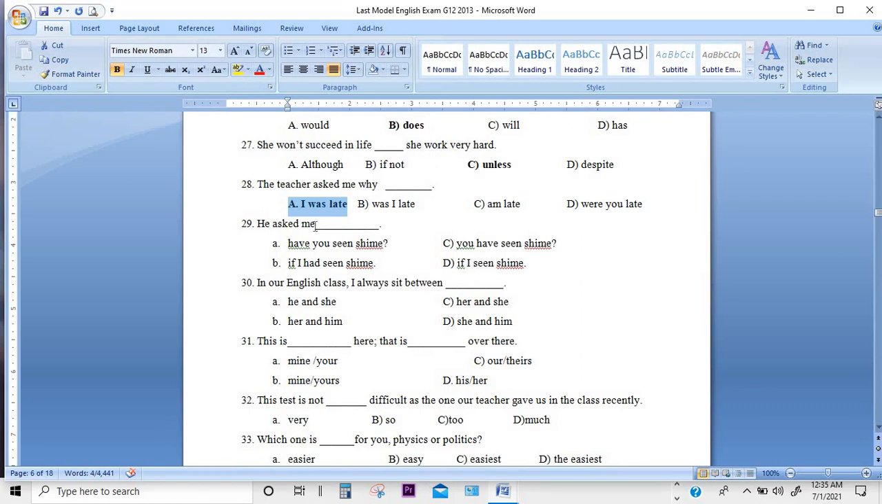Good. Question number 29 is also a question from reported speech again. This is a clause, a reporting clause, he asked me, and the main verb asked is again in the past tense. So what do we expect in the blank space here? Let me leave it open because you can see the punctuation mark in the answer choices.